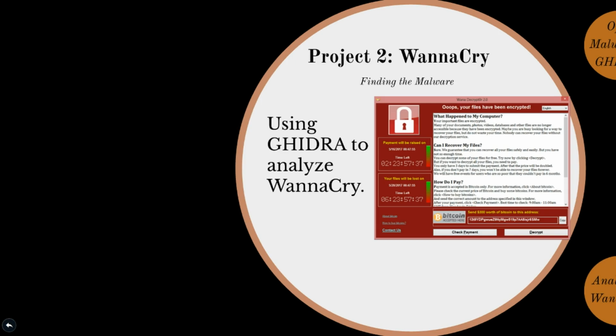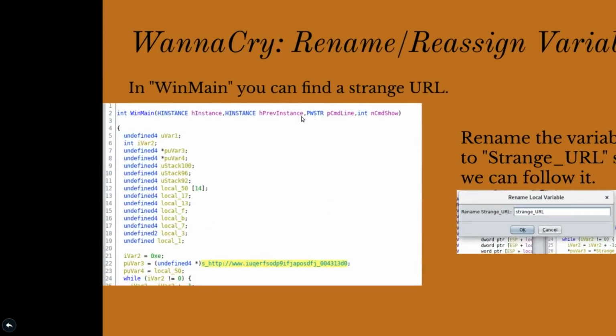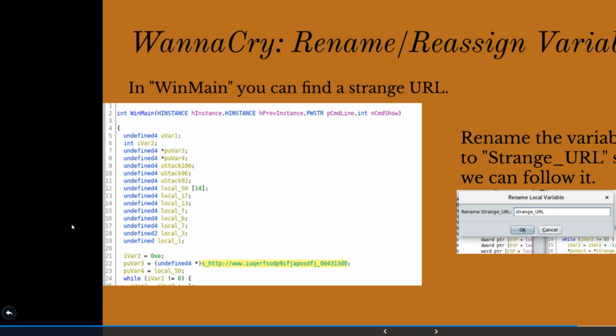Now let's look at editing variables. To do that, in the main window, so for WannaCry, we found this strange URL, and we wanted to rename that variable. You're going to be doing this all the time, I'm sure, if you're using Ghidra. So you can just press Control L and rename the local variable to anything you would like, so you can continue to follow it. So here, we renamed it strange URL.